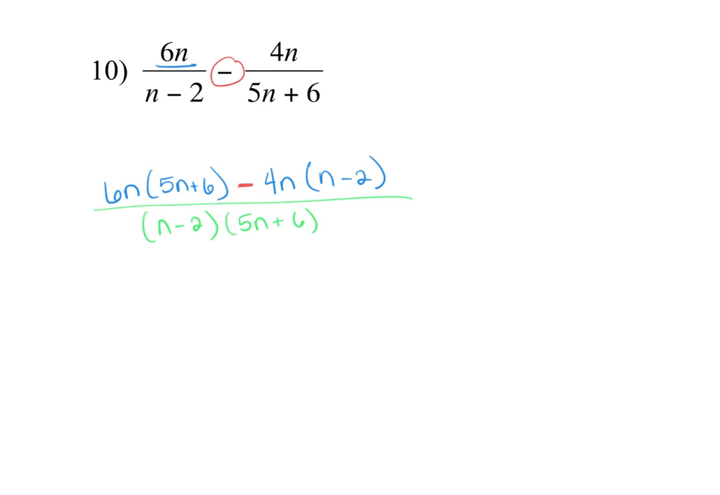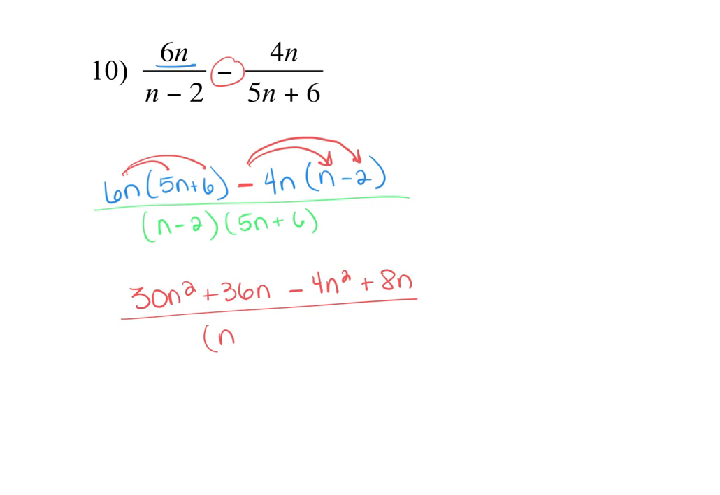And then I'm going to distribute and simplify. So we're going to distribute the 6n, the 5n, the 6n, and the 6. And then here, distribute the negative through. So negative 4n times n is going to give me negative 4n squared. The negative 4n and the negative 2 give me a positive 8n. So when you have subtraction, that second group has to have that negative distributed all the way through. My denominator is going to stay exactly the same. And then I'm just going to simplify from that point forward.